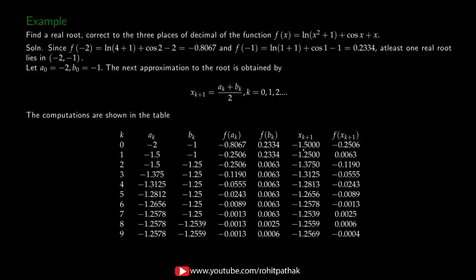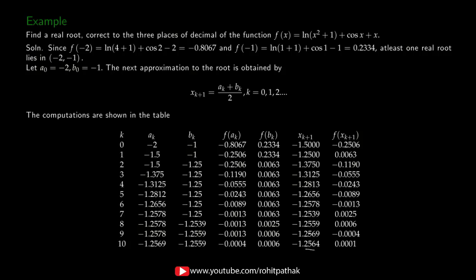And where to stop? To stop, we look at the given required accuracy. The accuracy is up to 3 places of decimal. Therefore, we look at these values. So look at this column only. In this column, we find that the values of xk plus 1 are minus 1.2578, then minus 1.2539, and so on. So we have to repeat the procedure until we get 3 places of decimal repeating.